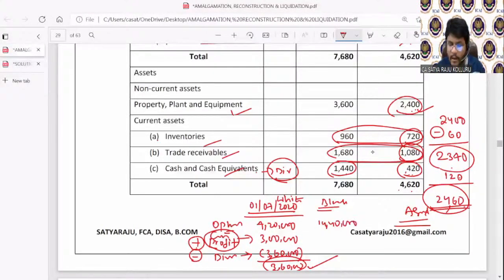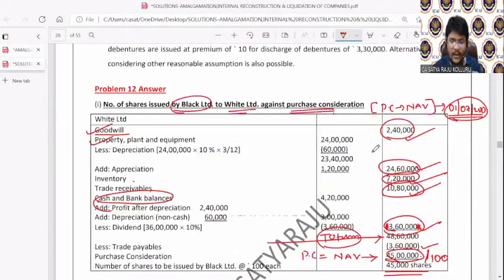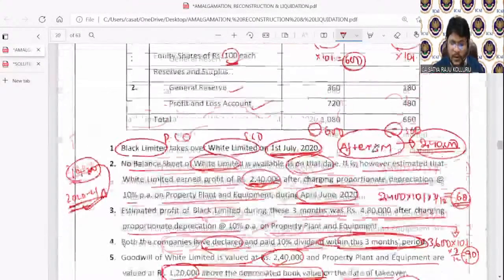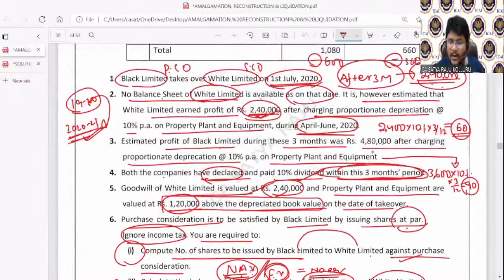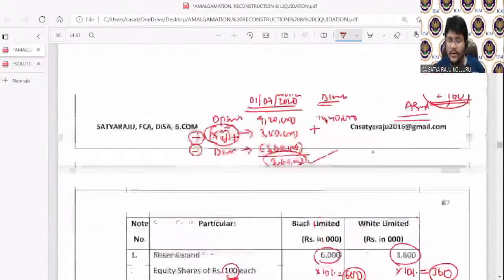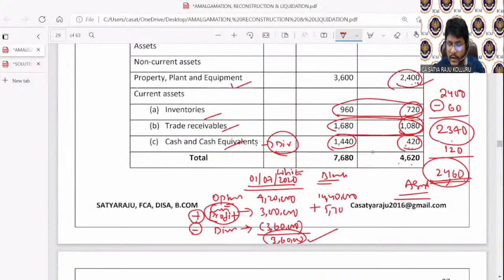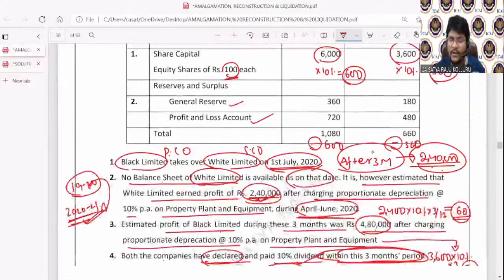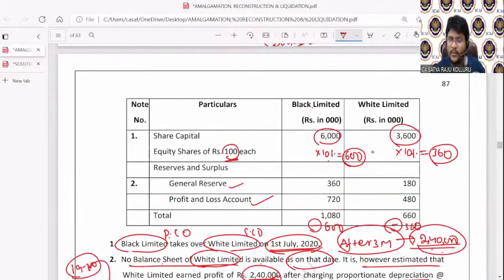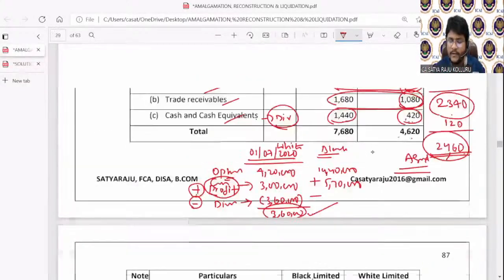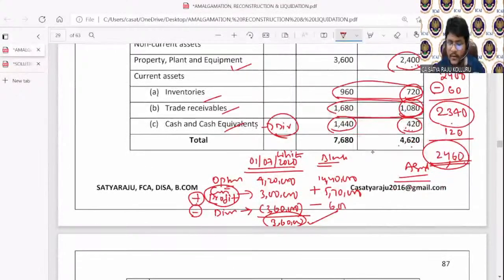14,40,000. Now you can add the cash profit here. In case of Black Limited, what is the cash profit? Black Limited normal profit is 4,80,000. Depreciation is 90,000. If you add it back, you get 5,70,000 as the cash profit. You add the 5,70,000 cash profit, and minus, you reduce the dividend. How much is the dividend in case of Black Limited? 6,000 into 10%, which is 600, so the amount is 6 lakhs. You reduce the 6 lakh amount here. Then may I know the cash balance in Black Limited as on 1st July 2020?